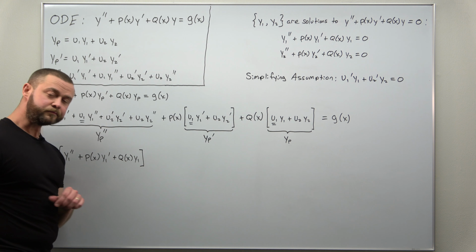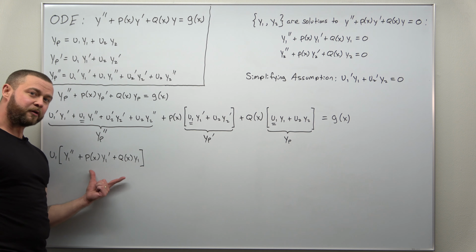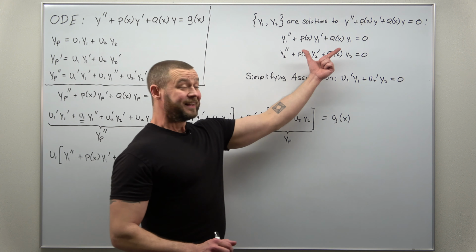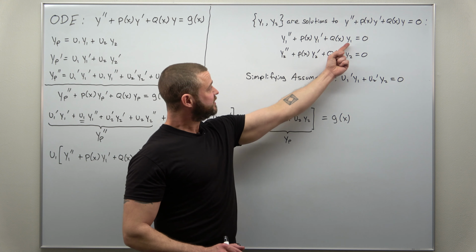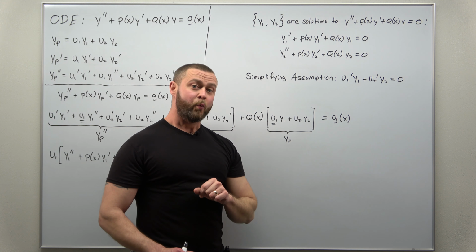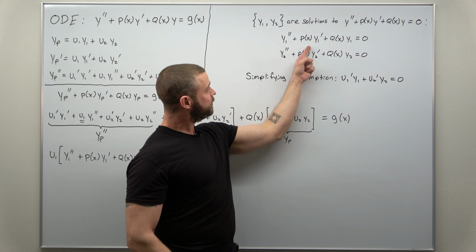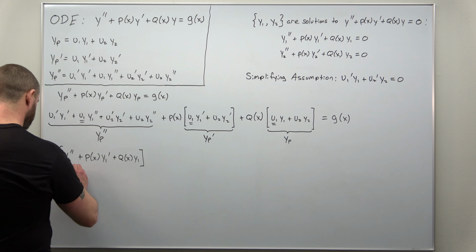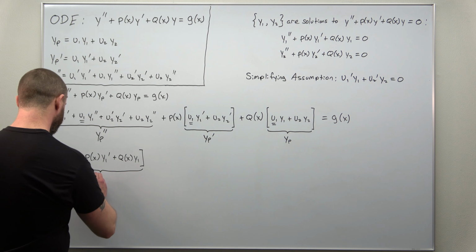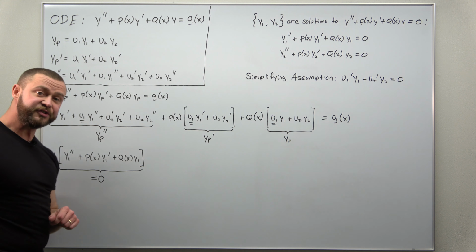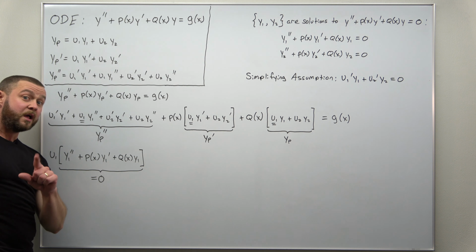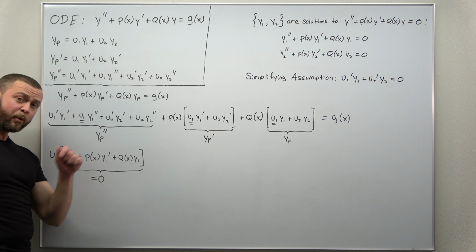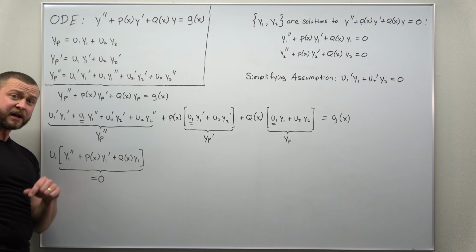And this might look familiar. We are assuming y1 is a solution to the homogeneous ODE, and that is exactly the left side. And since it's a solution, that means we can replace this with 0. So all this stuff in the brackets is 0 because we're assuming y1 is a solution to the homogeneous ODE.